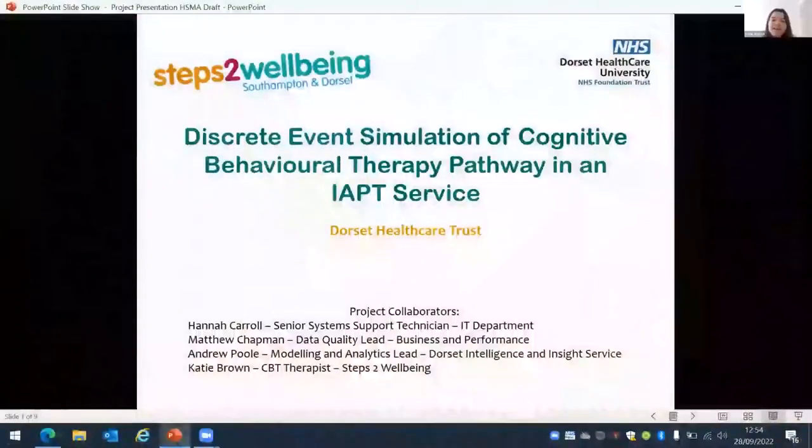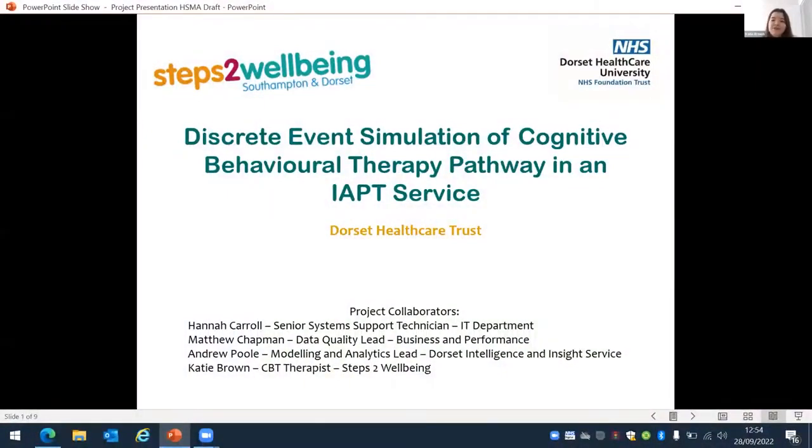So our project is using discrete event simulation to model the cognitive behavioural therapy pathway within an IAPT service. My name is Katie. I work in Dorset Healthcare and I am a CBT therapist, so I'm in this pathway.